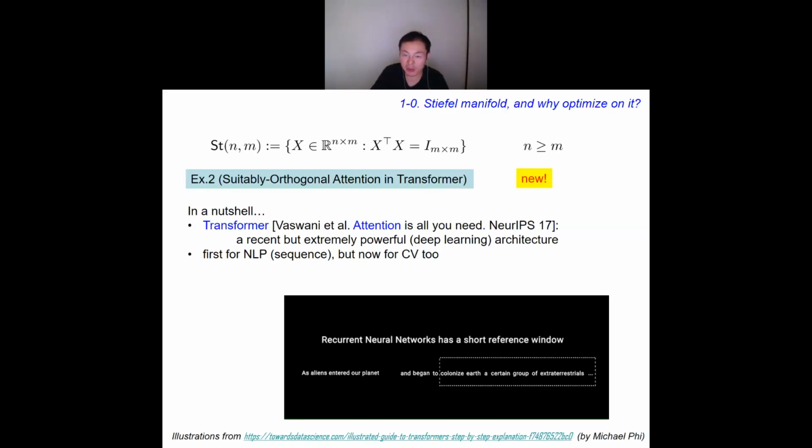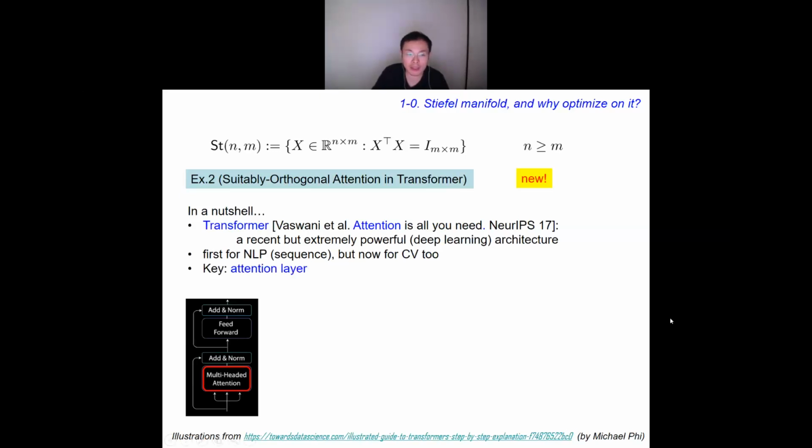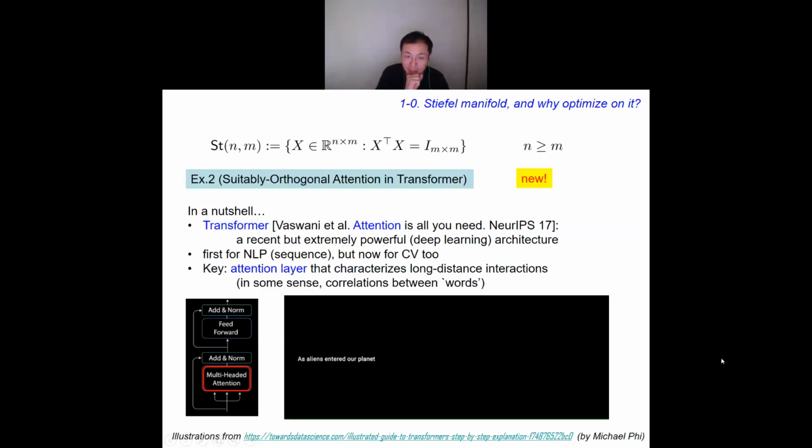So what is the attention mechanism? It tries to improve the recurrent neural network, which has a short reference window. For example, things like LSTM and GRU were invented to give you a longer reference window. But the attention mechanism actually has an infinite reference window. That's why it became very powerful for natural language processing and then computer vision and other applications very soon. The way it works is that it has something called a multi-headed attention layer, which roughly speaking tries to characterize long-range interactions between words in your sentence.